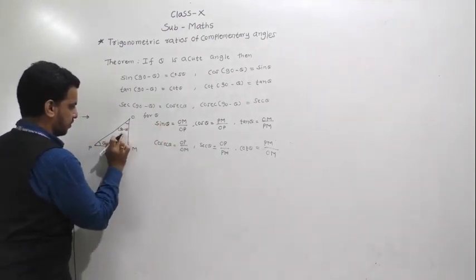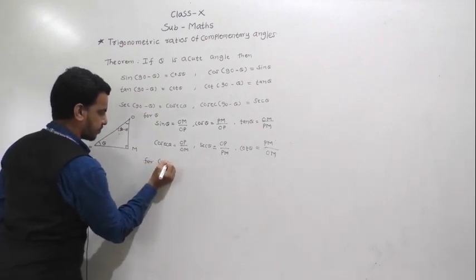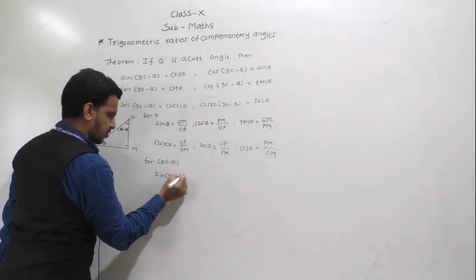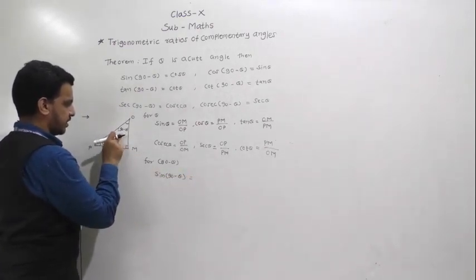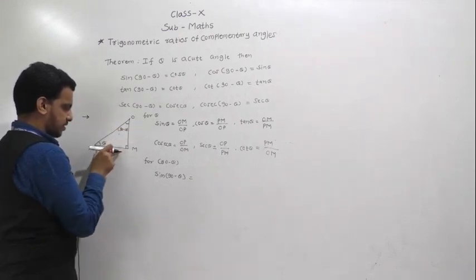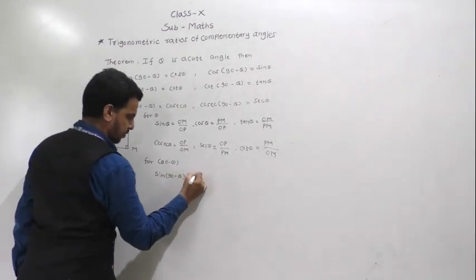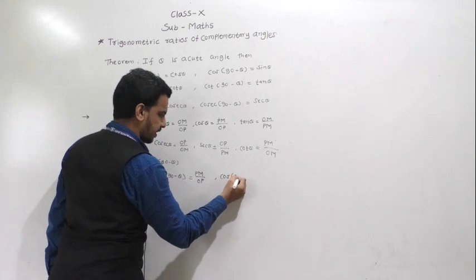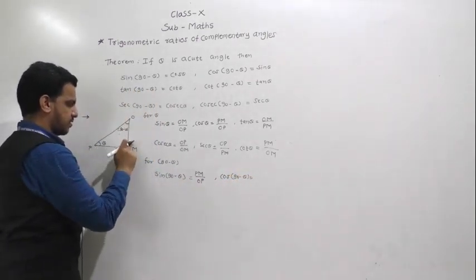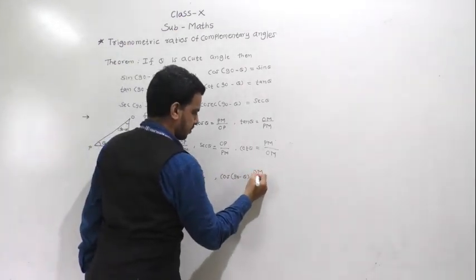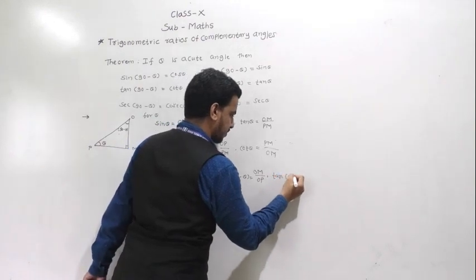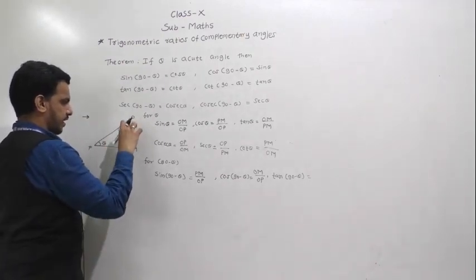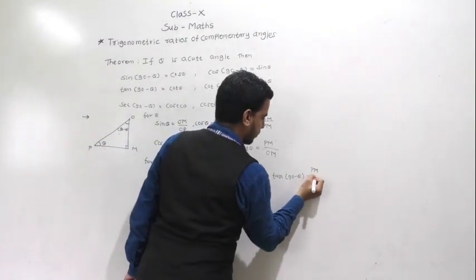Now if we consider this other angle, 90 minus theta, and write the trigonometric ratios, sin(90 minus theta): the opposite side of this angle is PM, and the hypotenuse is OP, so sin(90 minus theta) is PM by OP. Similarly, cos(90 minus theta): for this angle, the adjacent side is OM, so OM divided by OP. Then tan(90 minus theta) is PM divided by OM, because the opposite side is PM and the adjacent side is OM.